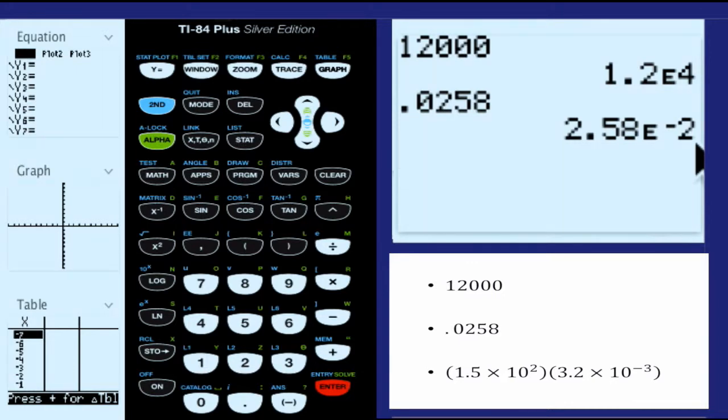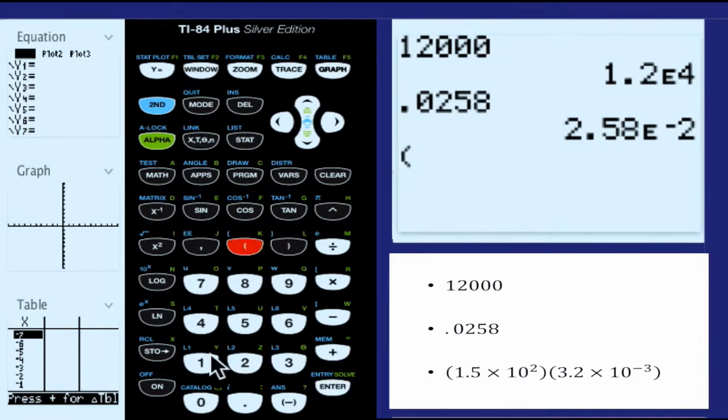So this is handy when we want to multiply numbers that are already in scientific notation. So the next example is parentheses 1.5 times 10 to the second, and we're going to multiply that times 3.2 times 10 to the negative third. So let's type it in exactly how we see it, using the parentheses and the 10 raised to each power. So here we go. Here's the parentheses button, right sort of in the middle of the calculator. So we're going to open up this left parenthesis.